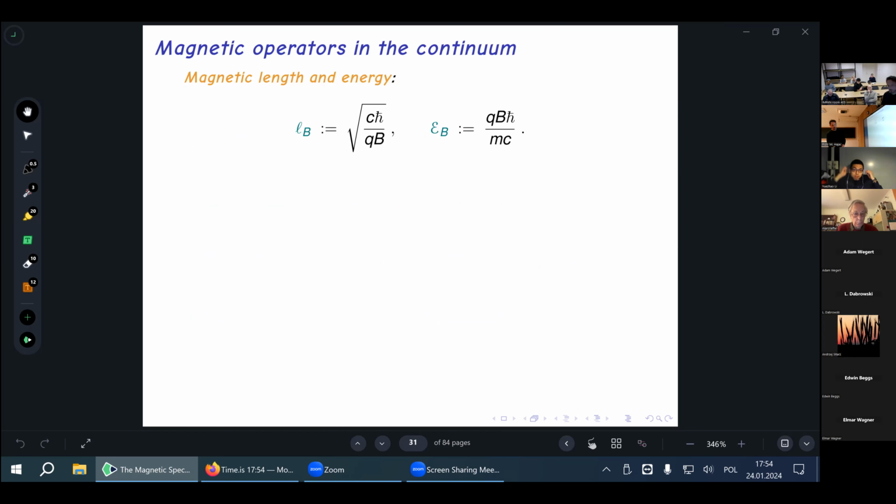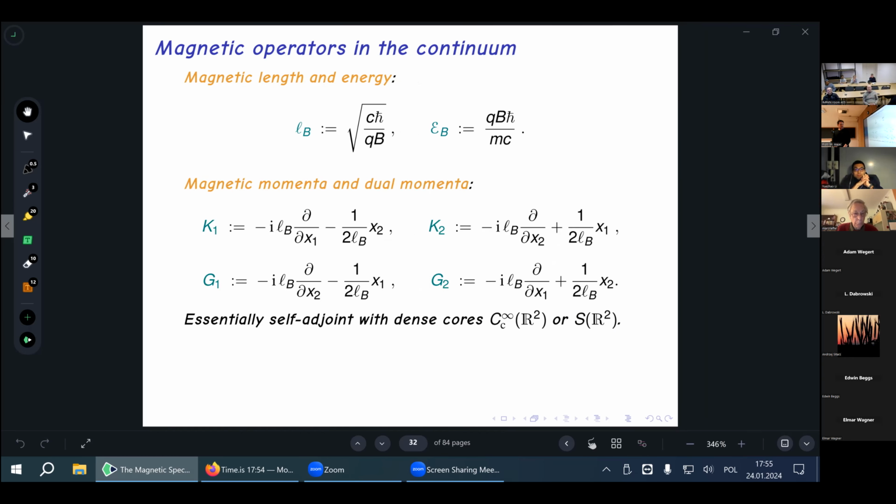Now, let me fix some notation. When I work in the continuous, I can write my magnetic system. There are essentially two main numbers which come from the physical constants. One is the magnetic length, and the second is the magnetic area. I can use these to write this family of four operators, K1 and K2, G1 and G2.